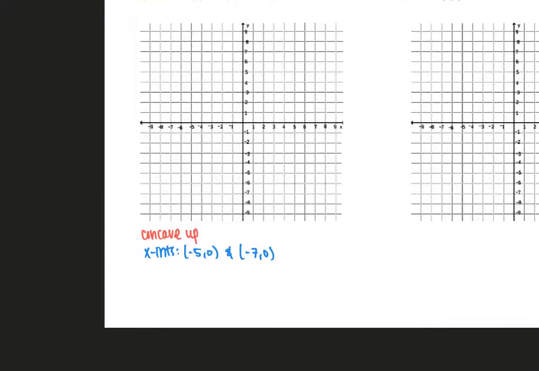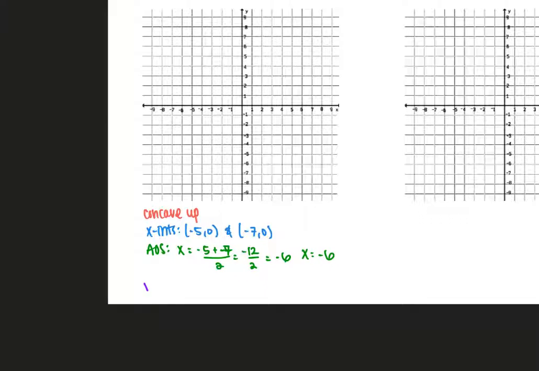So using our x-intercepts, we can calculate our axis of symmetry, which we're just going to find the midpoint of our x-intercepts. So we're going to add our x-intercepts and divide by 2. So that becomes negative 12 over 2, which is negative 6. So our axis of symmetry is x equals negative 6. And then we have half of our vertex. So it's going to be negative 6.